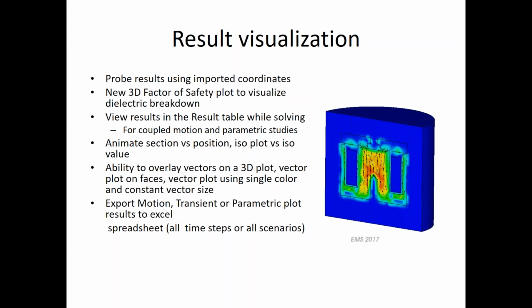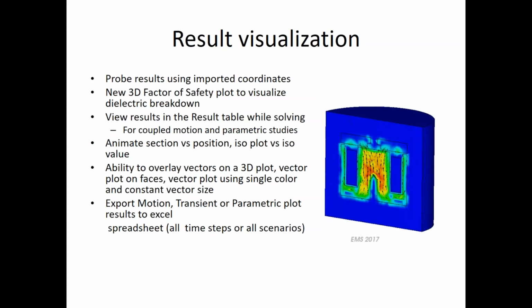Now, EMS allows you to overlay vectors on 3D plots. So basically, if you have a 3D plot or a section plot, now you can overlay that with vectors. You can also plot vectors on faces, and you can plot vector plots in a single color. You can maintain constant size for those vector arrows and so on. So a lot of enhancements that users have requested have been implemented with respect to result visualization.